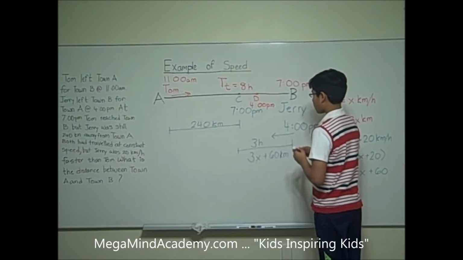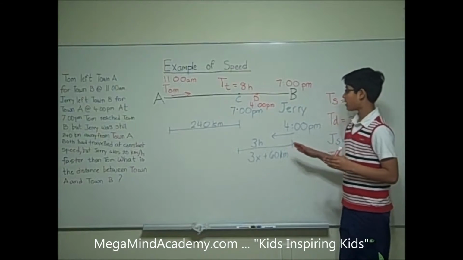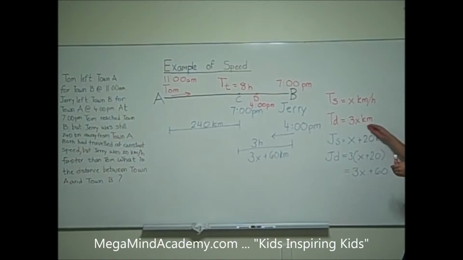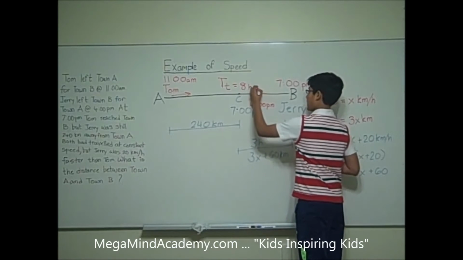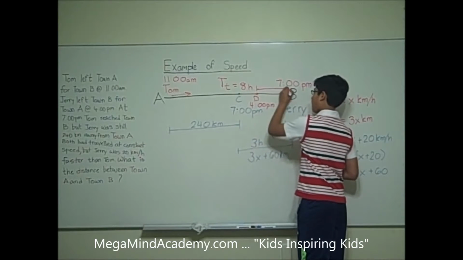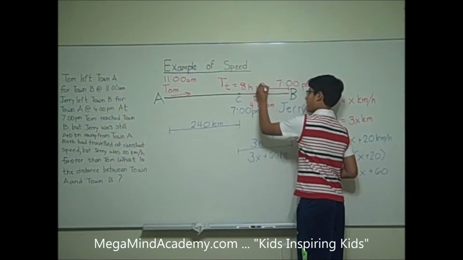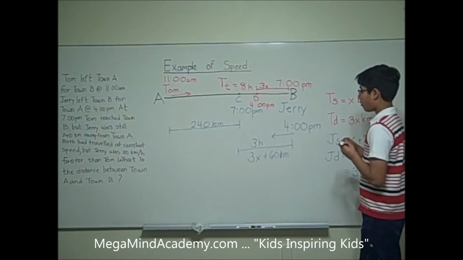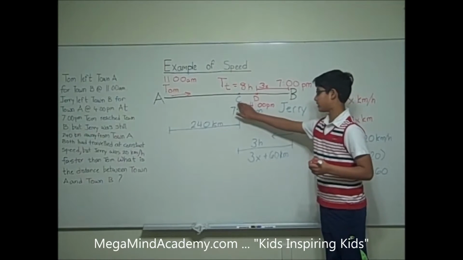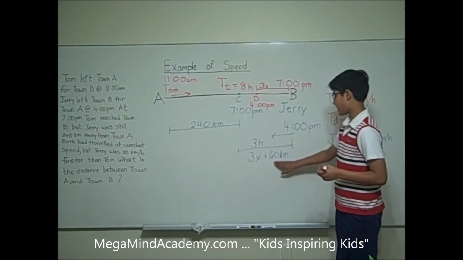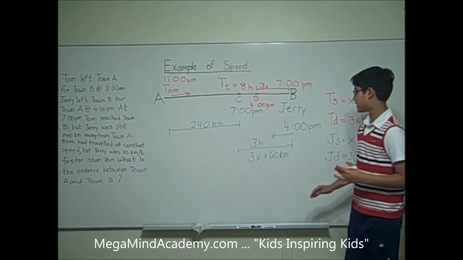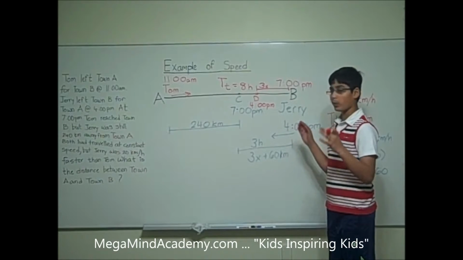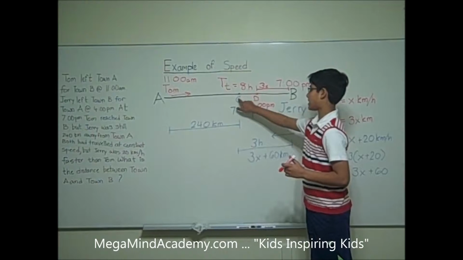Now, we know that the distance from town D to town B is 3x kilometers. Now we know the distance from town B to town C, which is 3x plus 60 kilometers. We know the distance from town B to town D, which is 3x kilometers. But we don't know the distance from town C to town D.